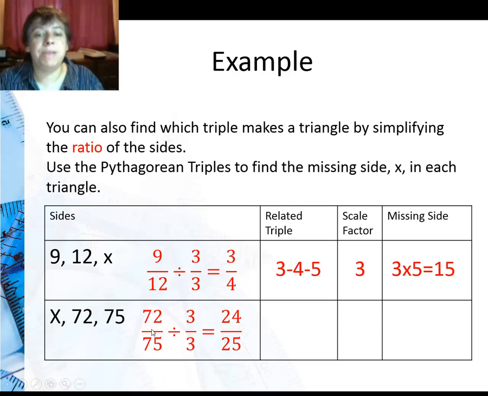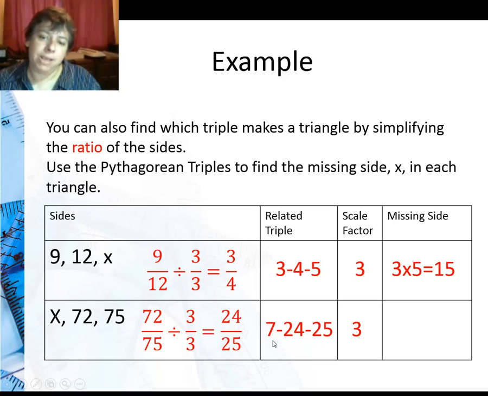I'm going to do the same thing for this next triangle. Create a ratio of 72 to 75. And again, in this case, it's 3 that I can simplify both by. And I get 24, 25. Now, this side's supposed to be smaller, so you might recognize this as the 7, 24, 25 triangle. Since the scale factor is 3, my missing side is 3 times 7, or 21.